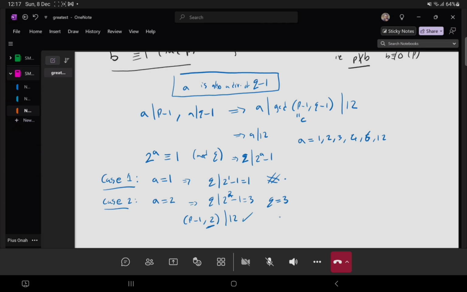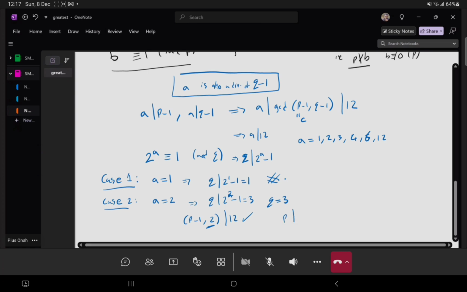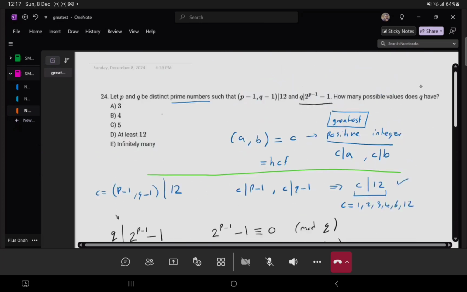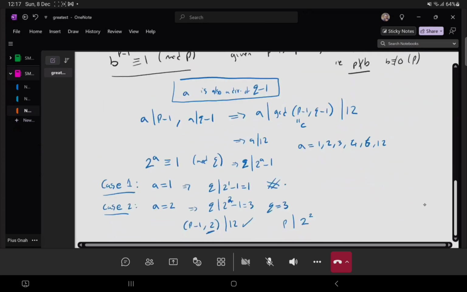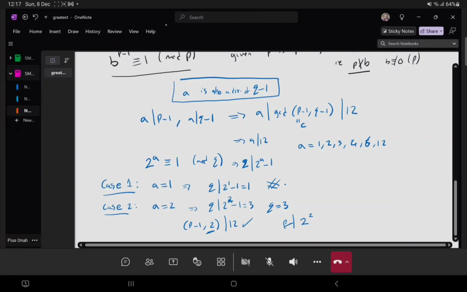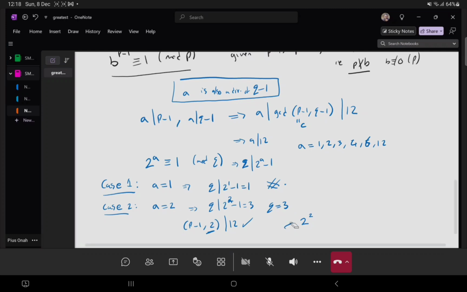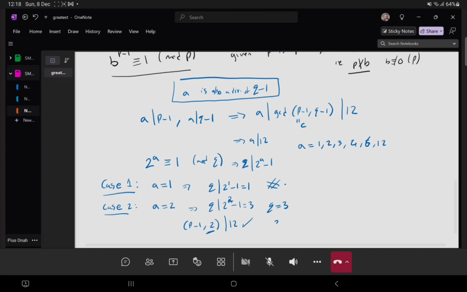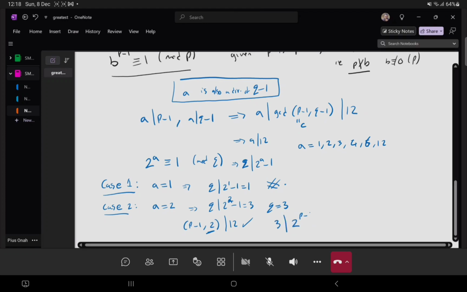But for the other one, it's also not a problem because now we have P, we need P to divide 2 raised to about 2. Am I having this right? Hold on. Make sure I'm having it right. Okay, it's the other way around. Q. Sorry. So we need Q to divide 2 raised to power P minus 1. So here we need 3 to divide 2 raised to power P minus 1.